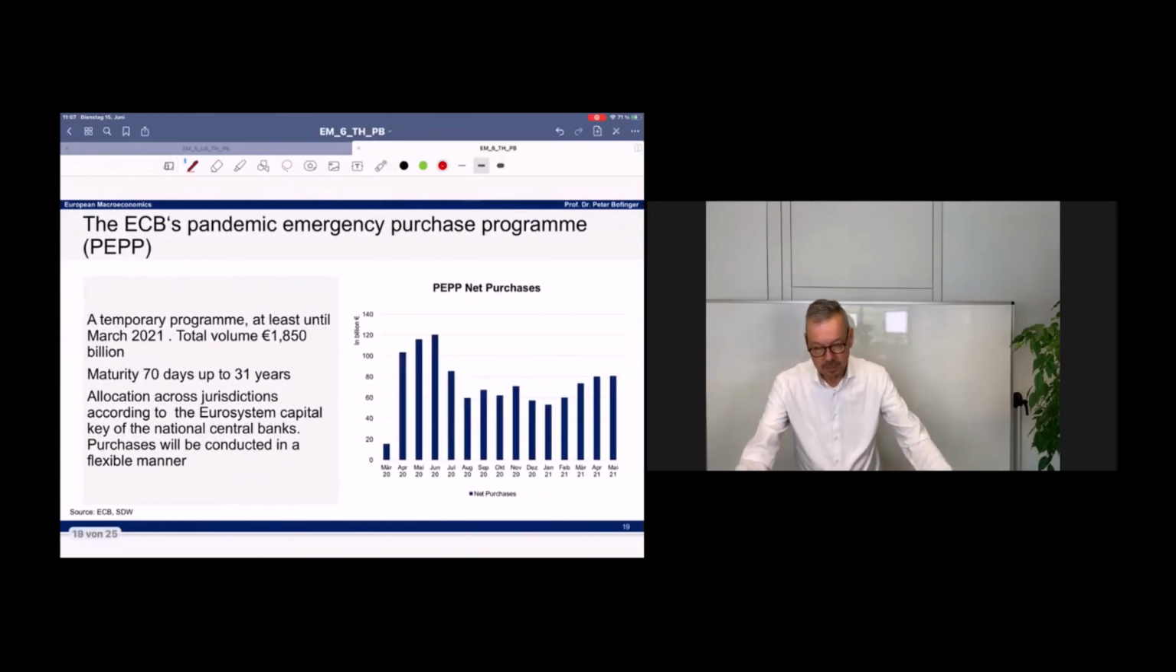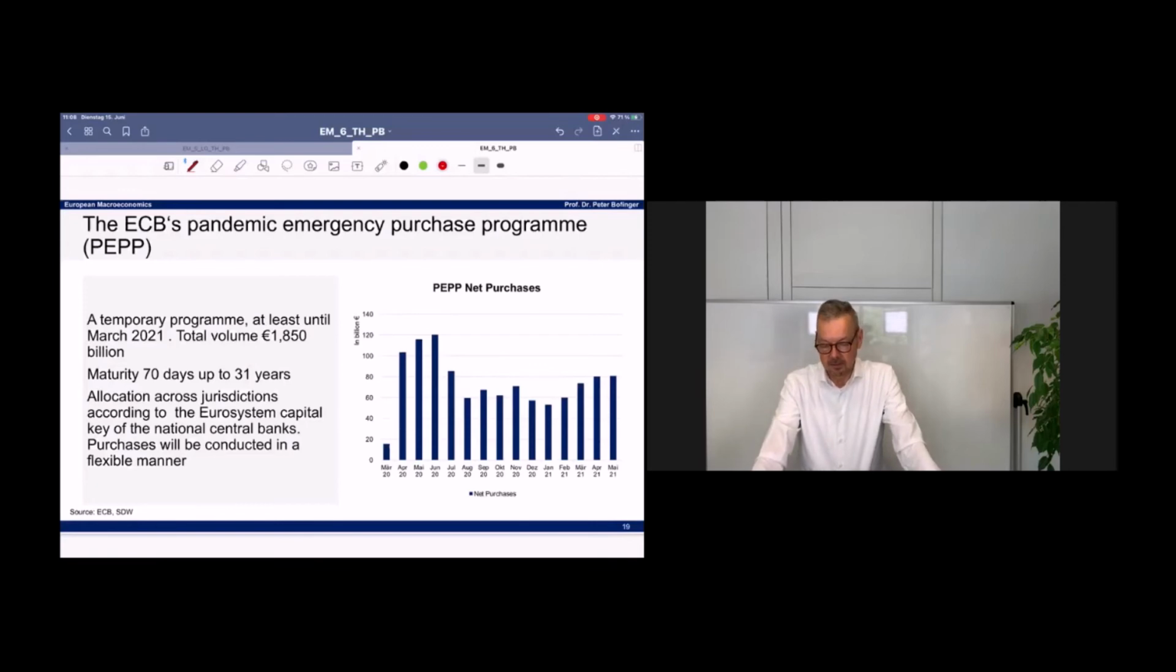And so when the pandemic started, the ECB decided we need more purchases of bonds. And then the ECB announced the Pandemic Emergency Purchase Program. And so this program has a huge volume. It's almost 2 trillion euro, and the purchases have a maturity from 70 days up to 31 years.